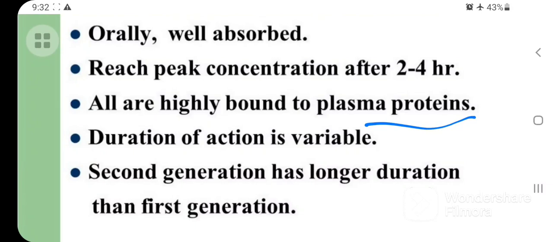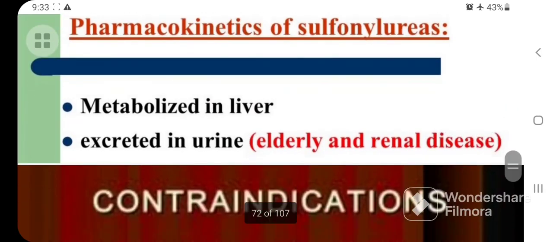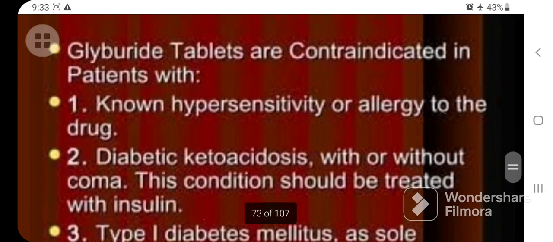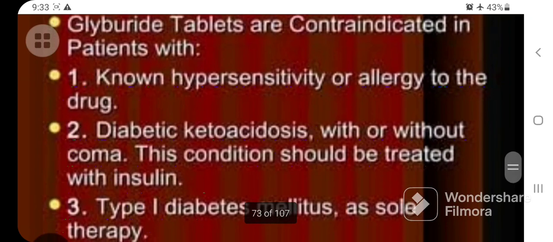Then the second generation has a longer duration than the first generation. Second generation tablets have a longer duration than first generation tablets. Some different oral hypoglycemic agents are there. Pharmacokinetics: metabolized in the liver, excreted in the urine. Contraindications: hypersensitivity, we cannot give. This is the common one. Then diabetic ketoacidosis with or without coma, we cannot give.